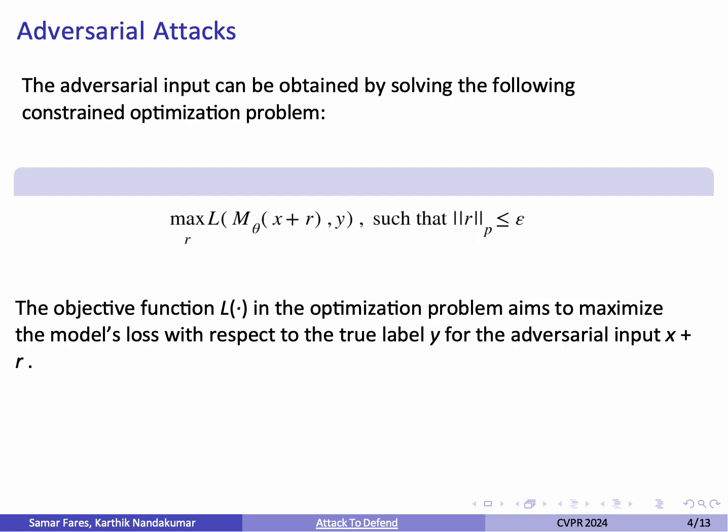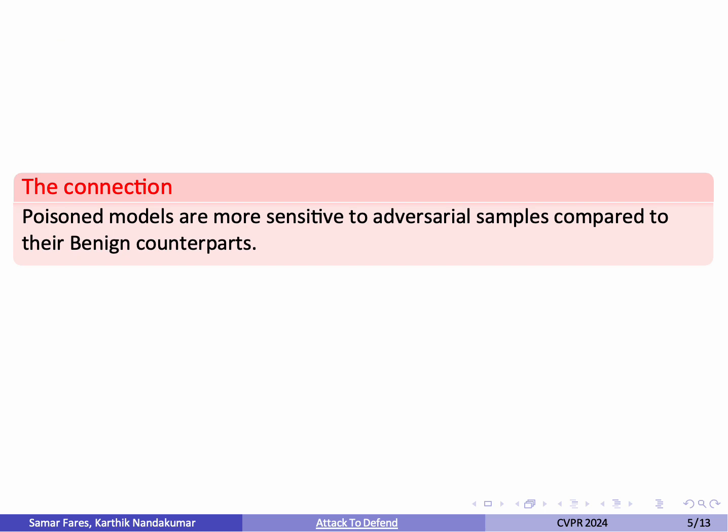While poisoning attacks are training time attacks, adversarial attacks, on the other hand, are inference time attacks, where the adversarial input can be obtained by solving the following constrained optimization problem. The objective function in the optimization problem aims to maximize the model's loss with respect to the true label y for the adversarial input x plus r, where r denotes the adversarial perturbation. The connection between both attacks is that poison models are more sensitive to adversarial samples compared to their benign counterparts.